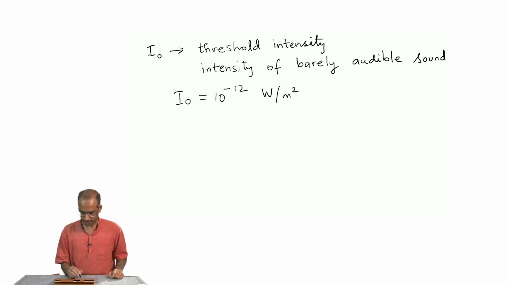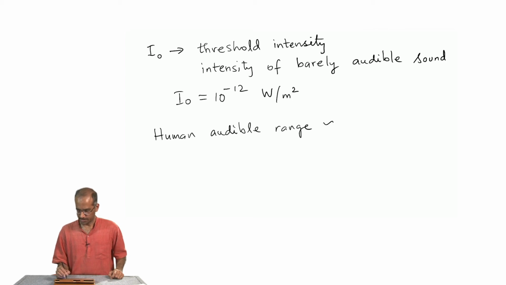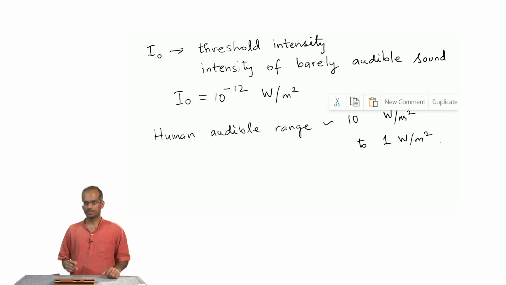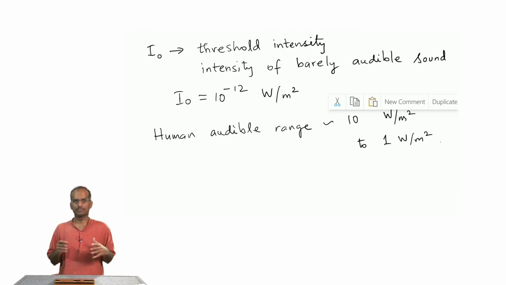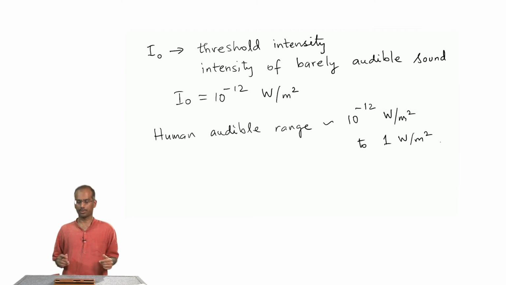And in general, the human audible range runs from an intensity that is of the order of 10 power minus 12 watts per meter square to 1 watt per meter square. So, clearly the audible range is quite large.